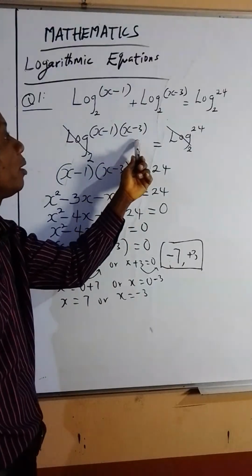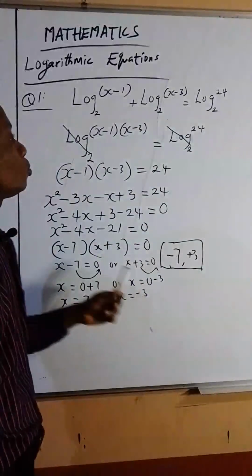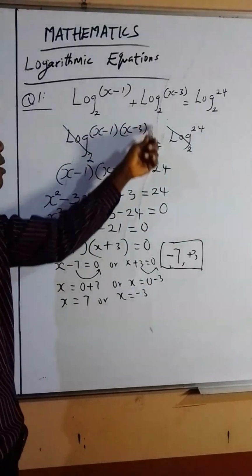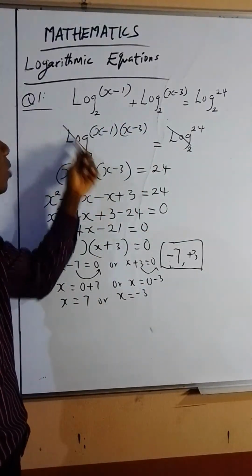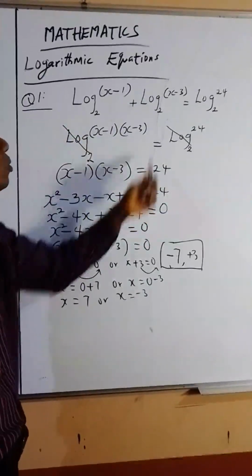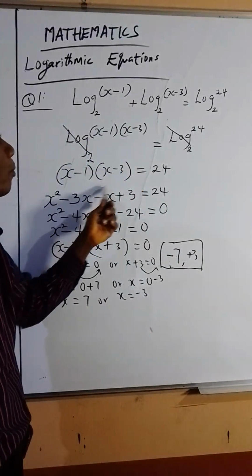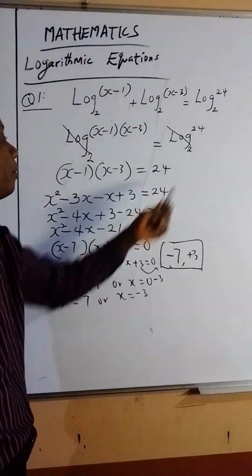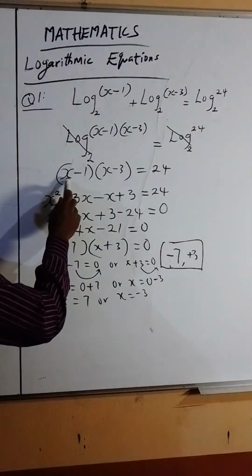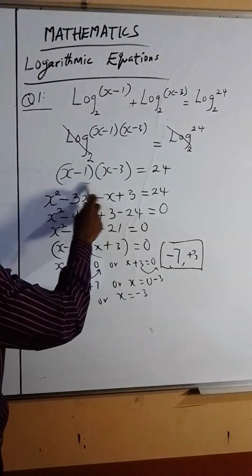So that was what we did here. And this is equal to log 24 to the base of 2. Now that we have simplified the left-hand side, we can strike out the logarithms. Okay, we cancel the logarithms. So we are now left with this here and 24 right here. Since we have gotten this, it is time for us to expand the left-hand side.